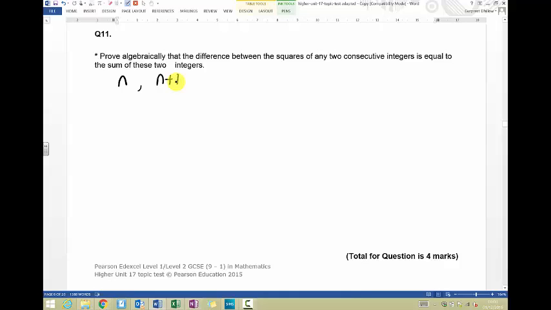Let's follow the instruction. The difference between, so that's subtract, so let's do the difference between the two numbers squared, which is going to be that. n plus 1 squared, I'll leave you to do that, but that would be n squared plus 2n plus 1 if you multiply out the brackets. Take away n squared, well that makes just 2n plus 1.